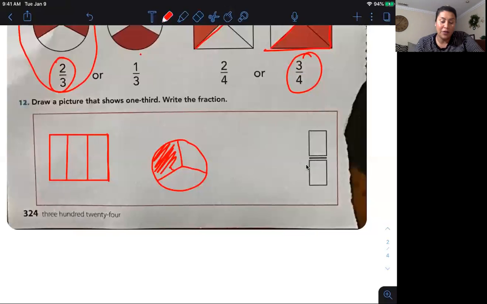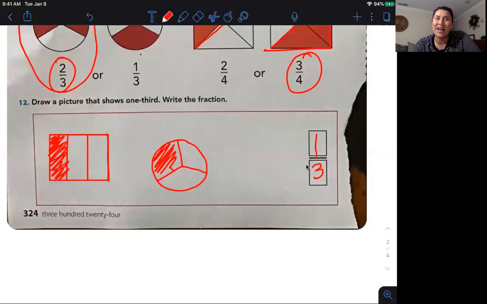So 1/3 would be coloring one of these, 1 out of the 3 slices. Okay. 1/3, 3 slices cut, and one of them is shaded in.